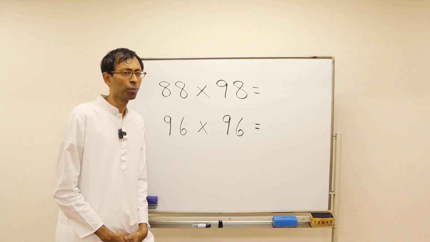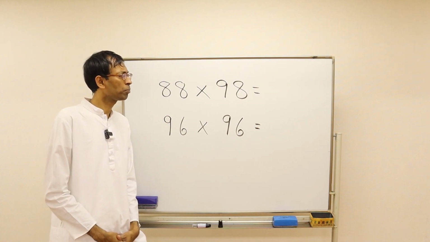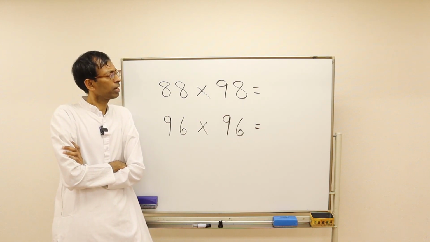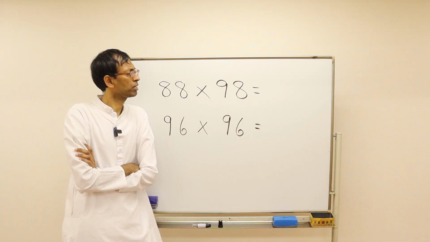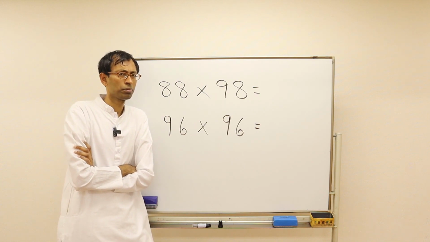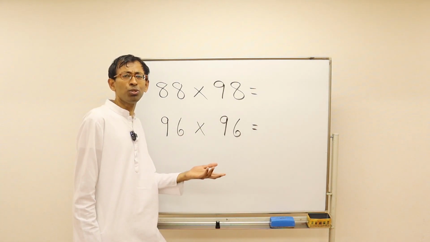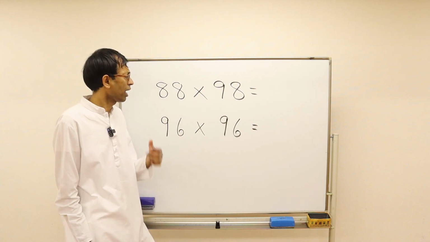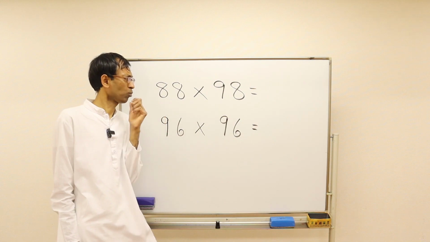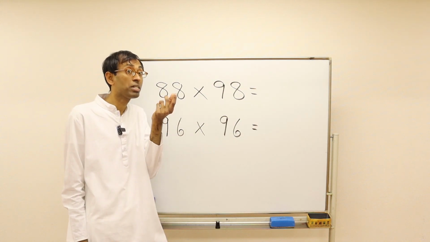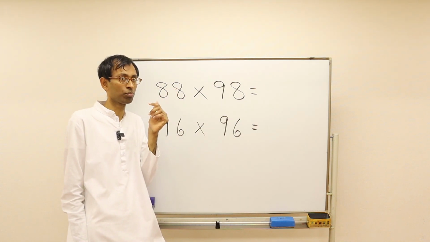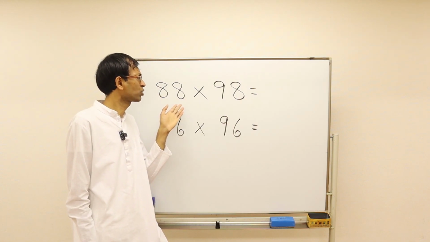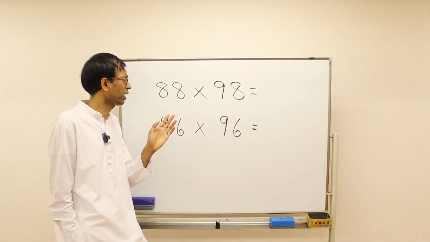Now pause the video and can you do these problems by yourself without using pen and paper? Just by looking at them and use base multiplication. You can use your own way, okay? Here is how I would do. As soon as I see these numbers, I know the base is 100 and I know the proximities to 100 of these numbers. Proximities means how close they are to 100. So this is 12 close to 100, this is 2 close to 100.